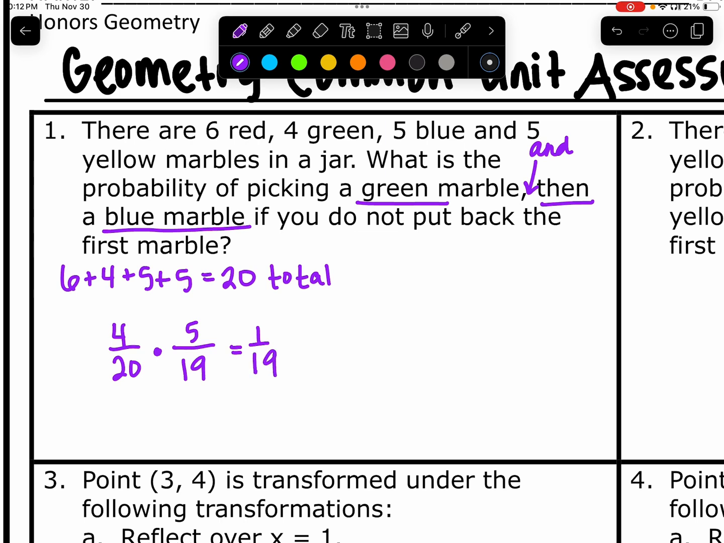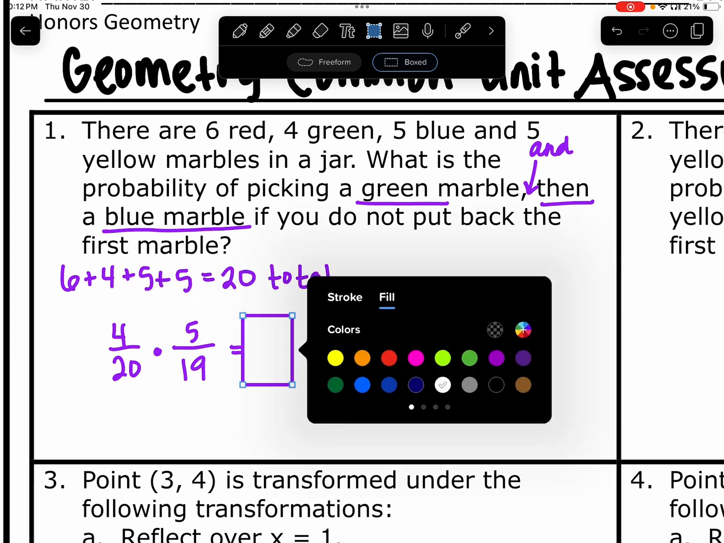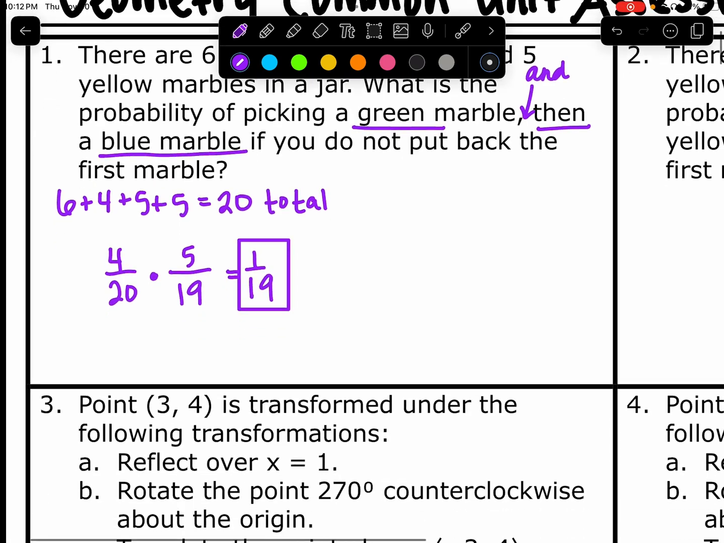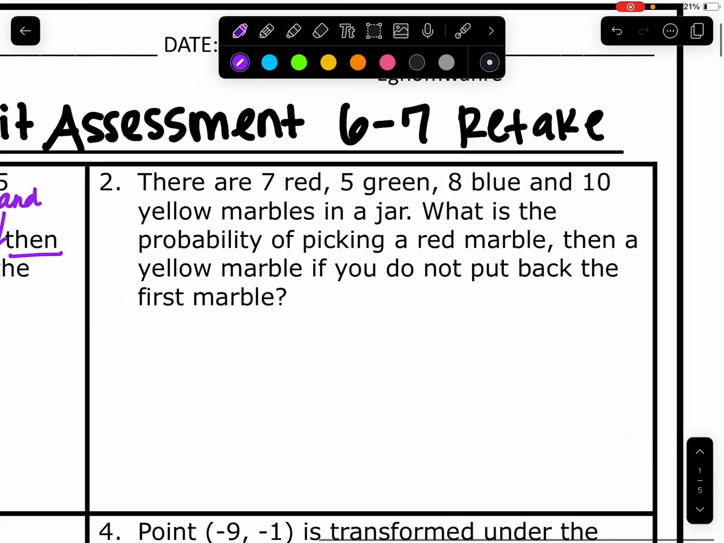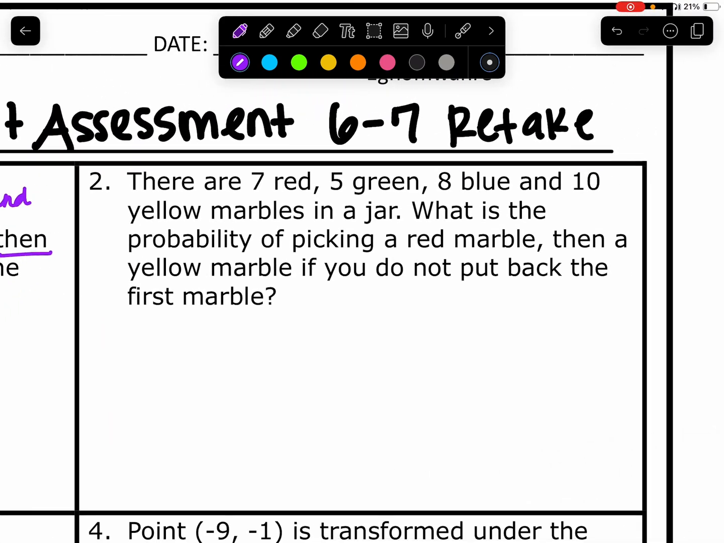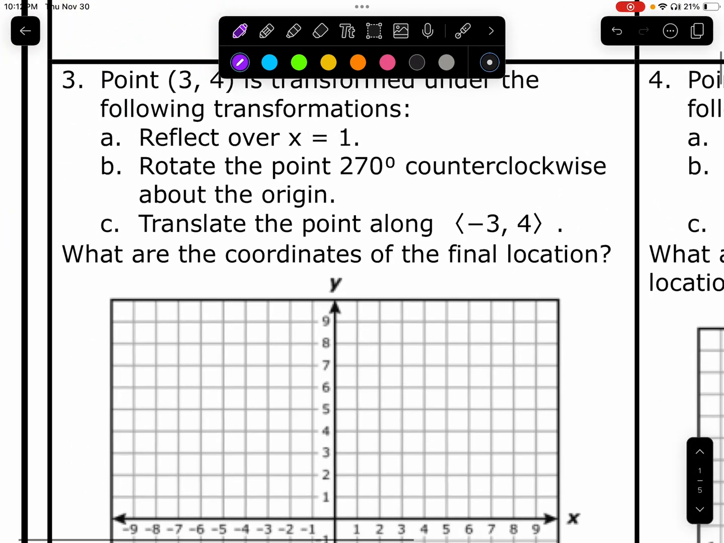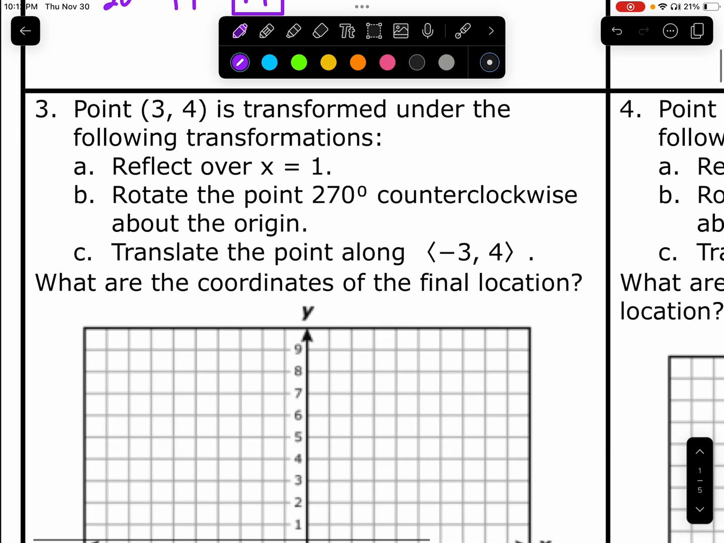We're just going to focus on the fractions for these, unless we specifically are using percents or decimals for this retake. Go ahead and try number 2 on your own. Number 3.